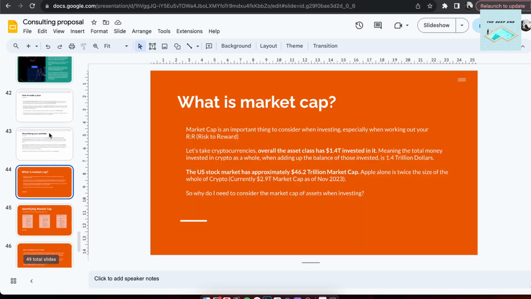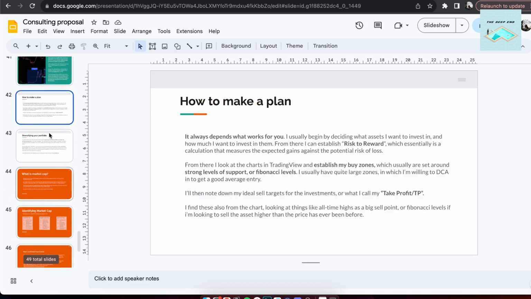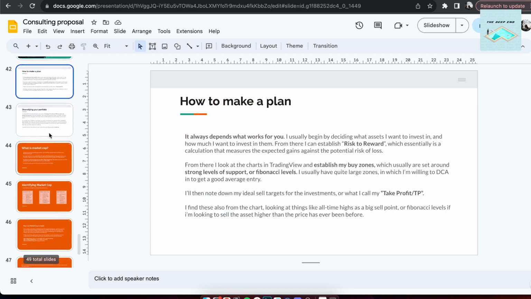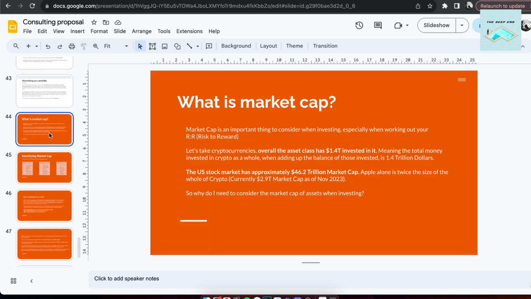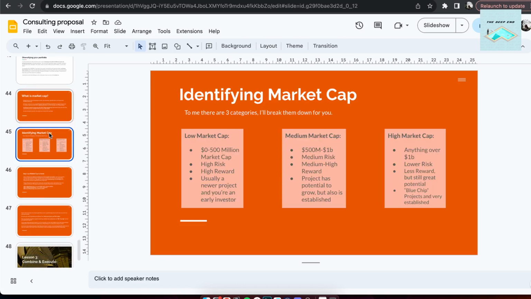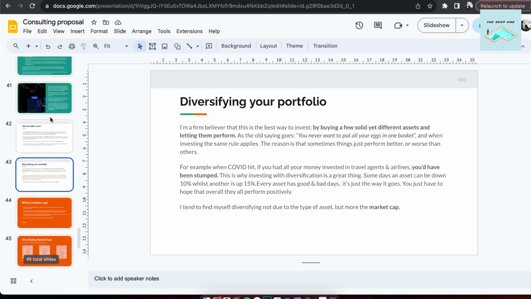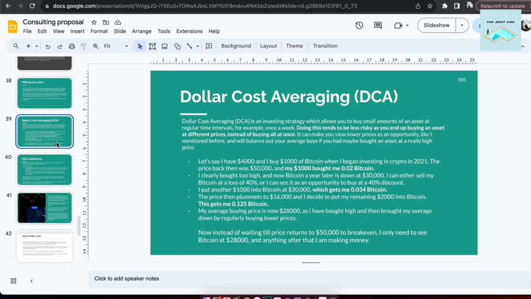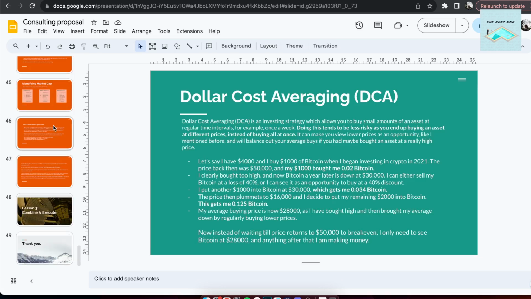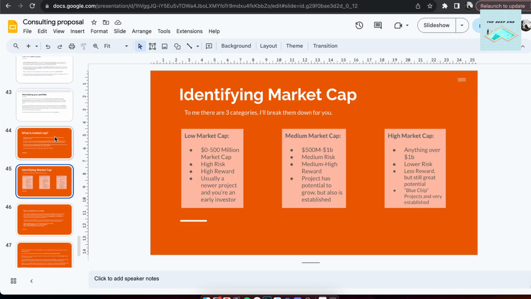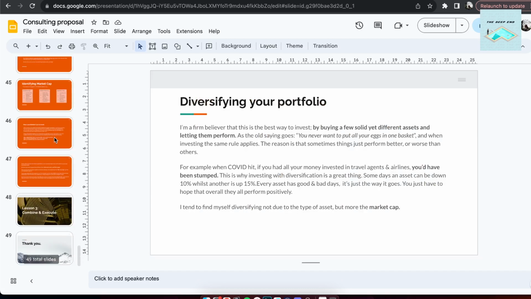But an overview of what we just spoke about: how to make a plan, what your plan should look like, how to use certain aspects of the markets to define what your plan should be in terms of market cap, in terms of risk reward, a bit of diversification. Pretty easy stuff when you read over it, and hopefully you understand it. If not, as I said in the previous video, just ask me in the Discord.